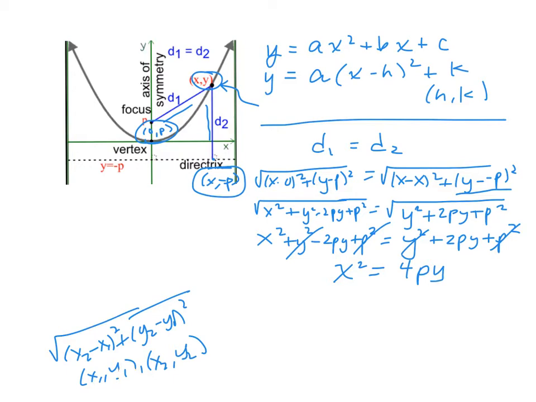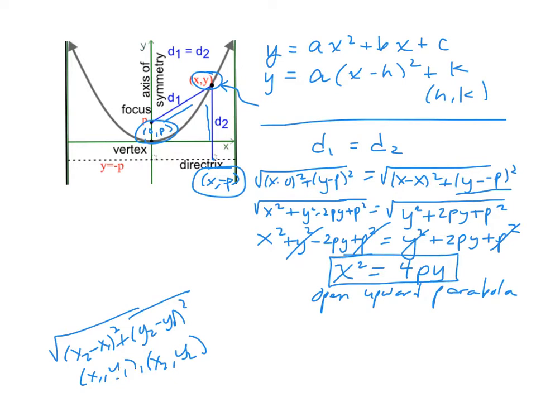All right, so x squared equals 4py. Now, this is the equation of an open upward parabola, just like in our diagram, the equation of an open upward parabola. So x squared equals 4py is the relationship in question.